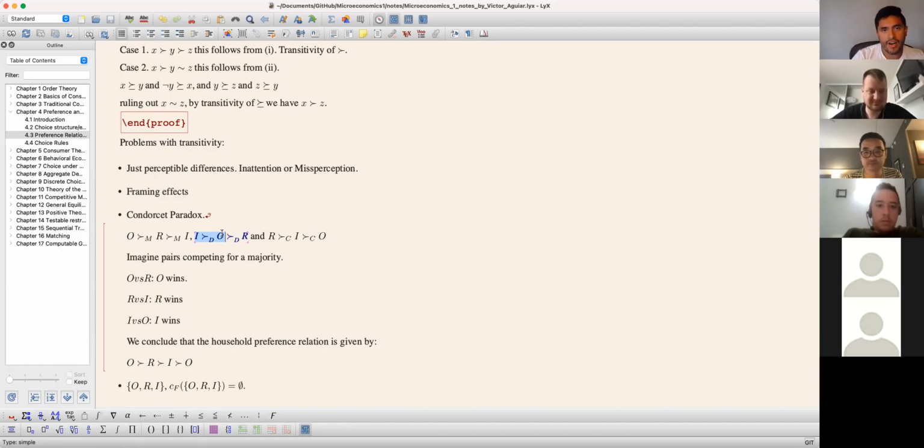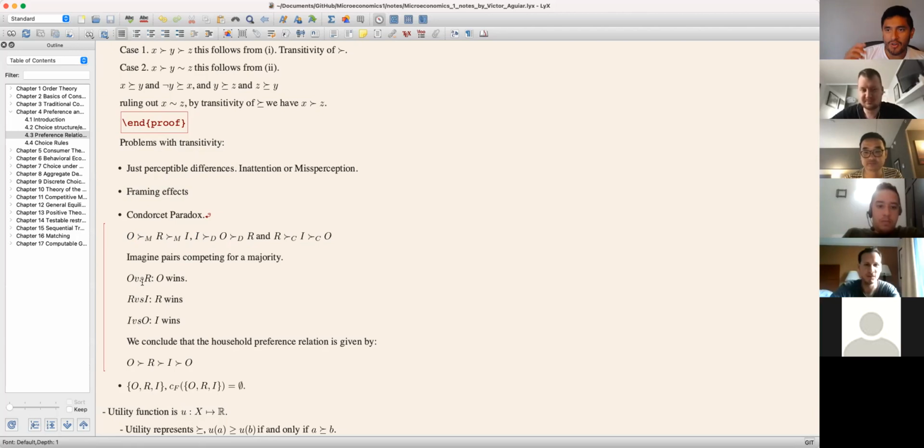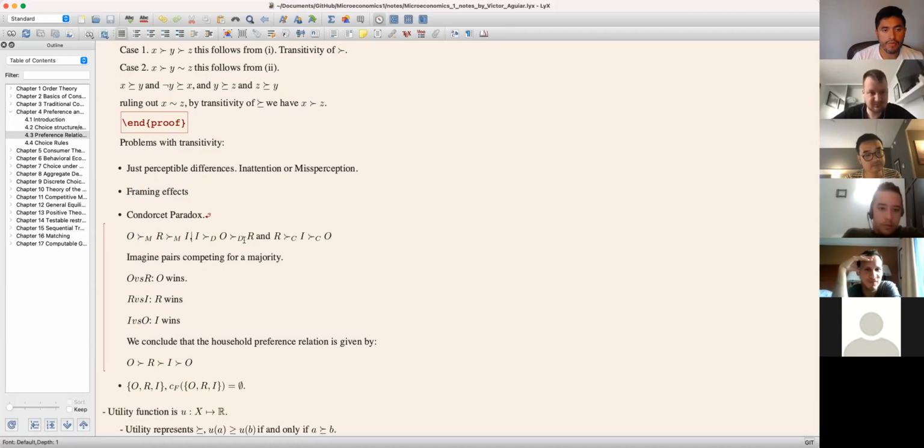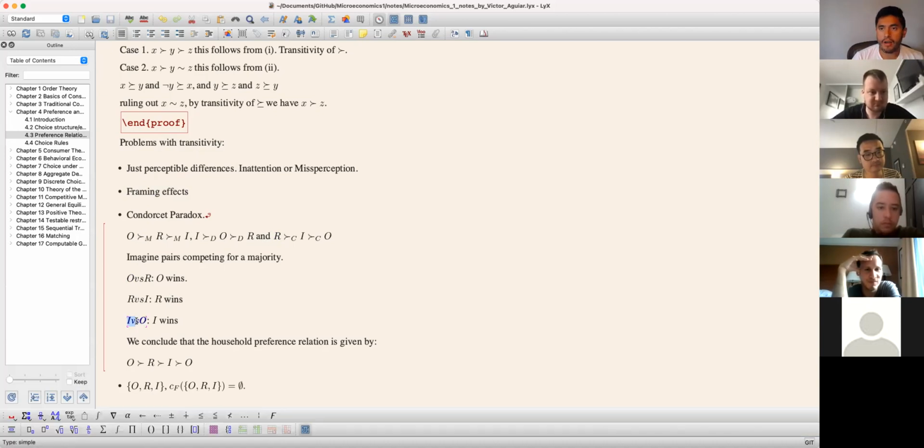Now you have the choices by majority. Let's vote. If I compare O versus R, who wins? Let's go preference by preference, this binary voting. O versus R: mom votes for O. O versus R: dad votes for O. So you have a majority, so O wins. Now let's compare R versus I. R is better than I for mom. R is better than I for the kid. R wins. Now let's go for I versus O.